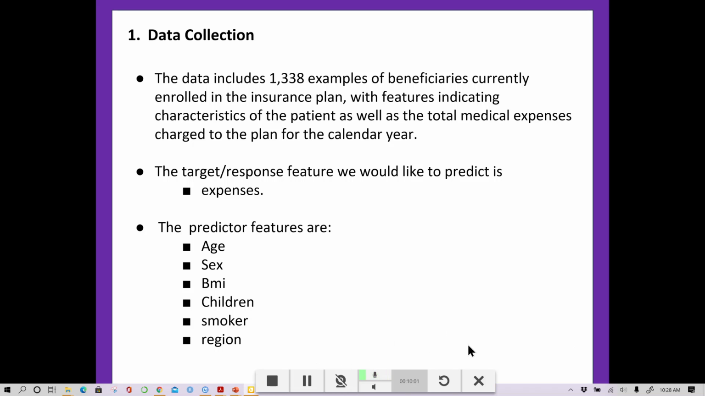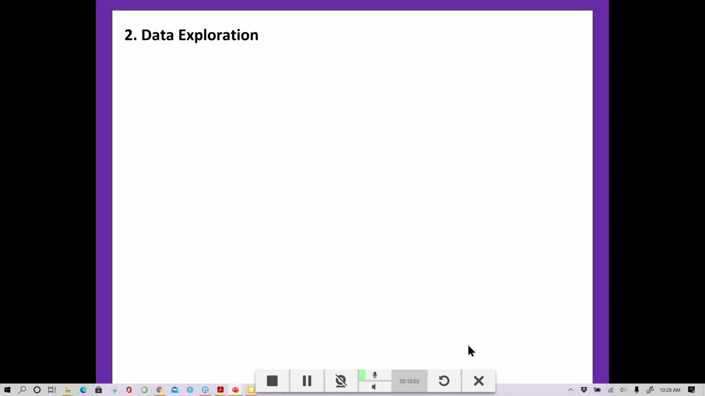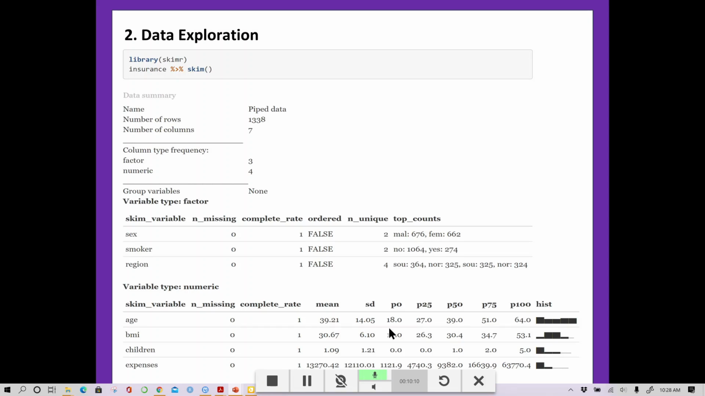So using R, we are able to carry out a data exploration of the data set, and using the skim function, we have the following data summary. Number of rows, 1,338. There are 7 variables in this data set. 3 of them are factor variables or categorical variables, whereas 4 are numeric. So which 3 are categorical? You have sex, smoker, and region.